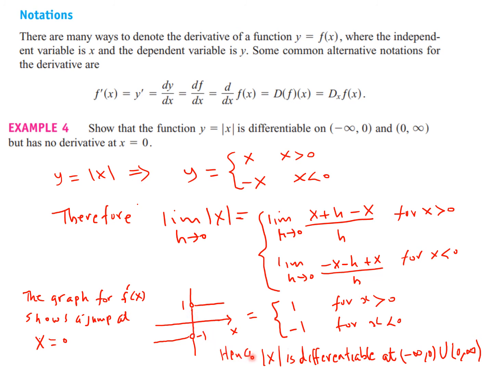Hence, mod x is differentiable everywhere for the set of real numbers except for 0, and that's why we're excluding 0 here. So 0 is not included on the left side and 0 is not included on the right side because we have the parentheses. Parentheses mean not including 0 on both sides. That's it for this one.